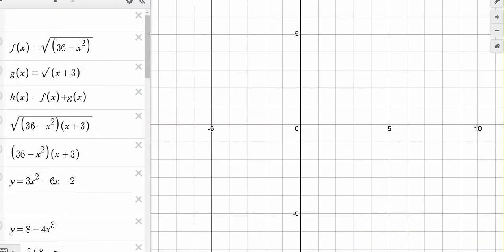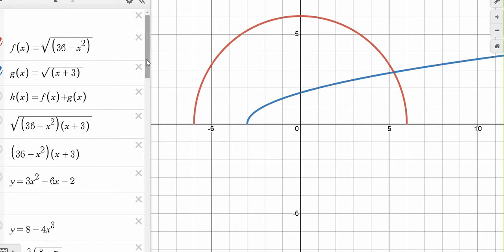Let's go to Desmos here. And let me turn on some graphs. So here's the first one, the top half of a circle of radius 6. Here's the second one.